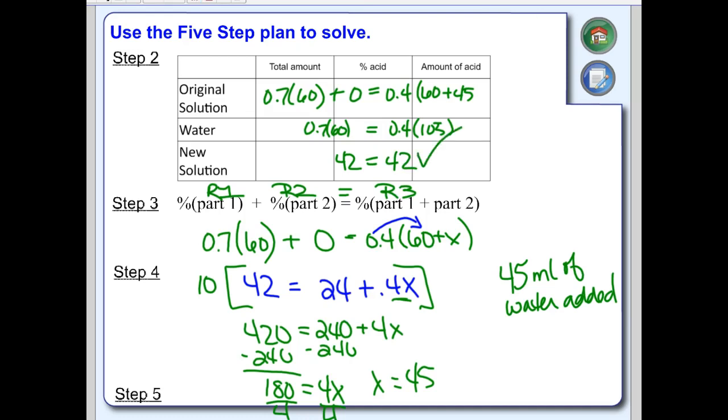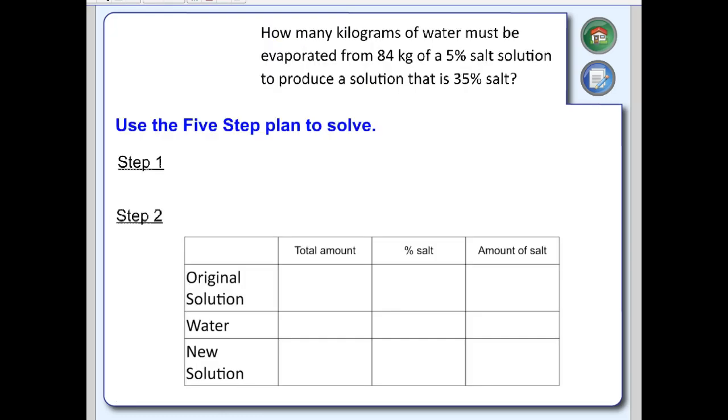Now, we're running out of time, but let's go ahead and look at the last one. We'll go ahead and get it set up. How many kilograms of water must be evaporated from an 85 kilogram of a 5% salt solution to produce a solution that is 35% salt? So what are we trying to solve? Yep, how many kilograms of water?